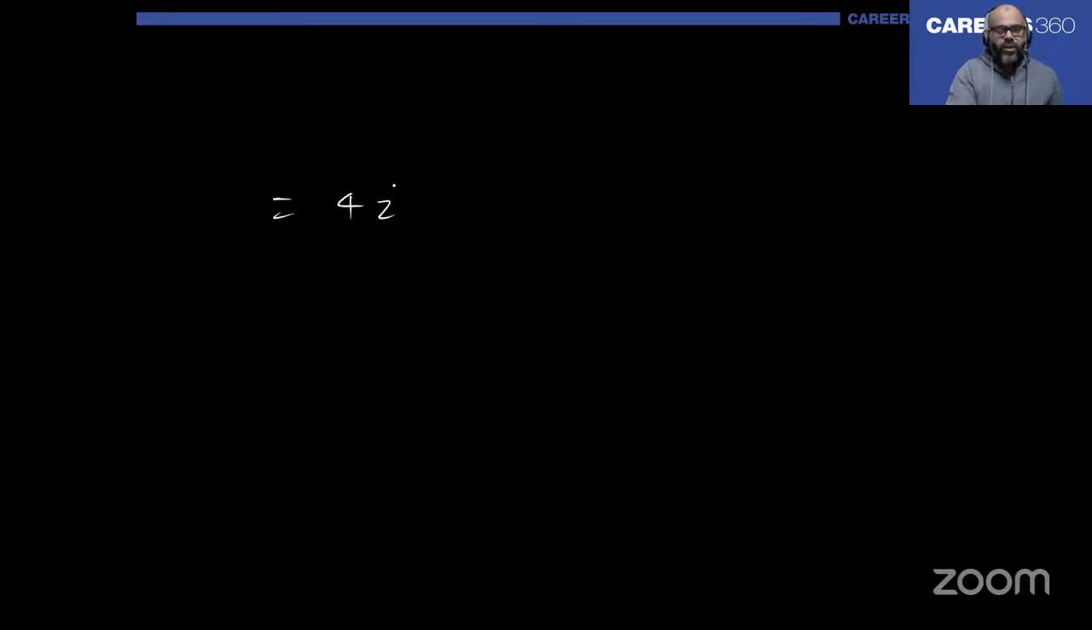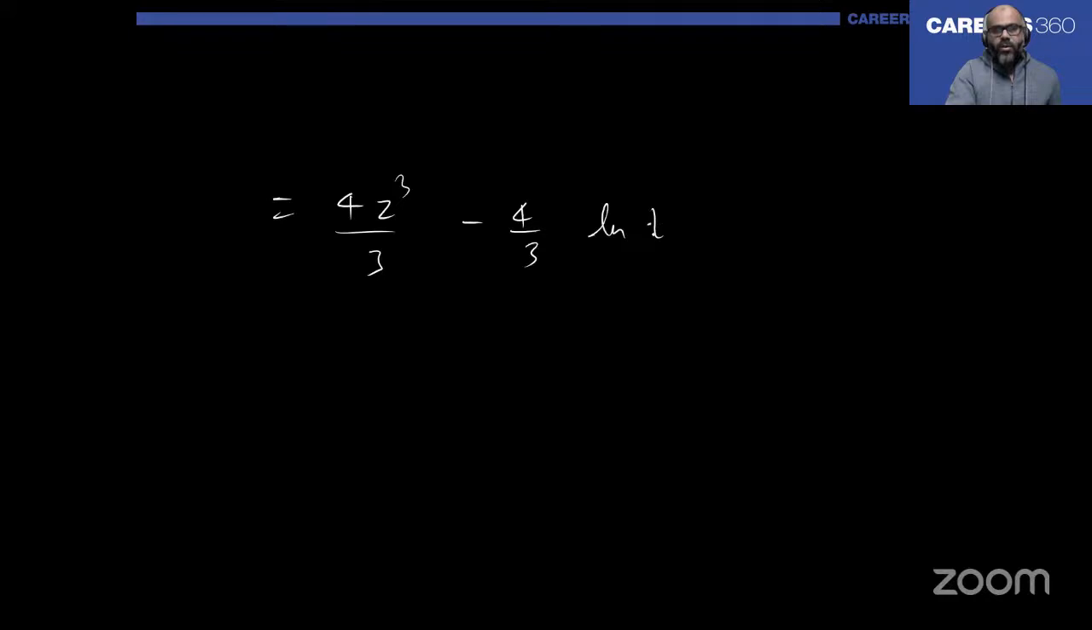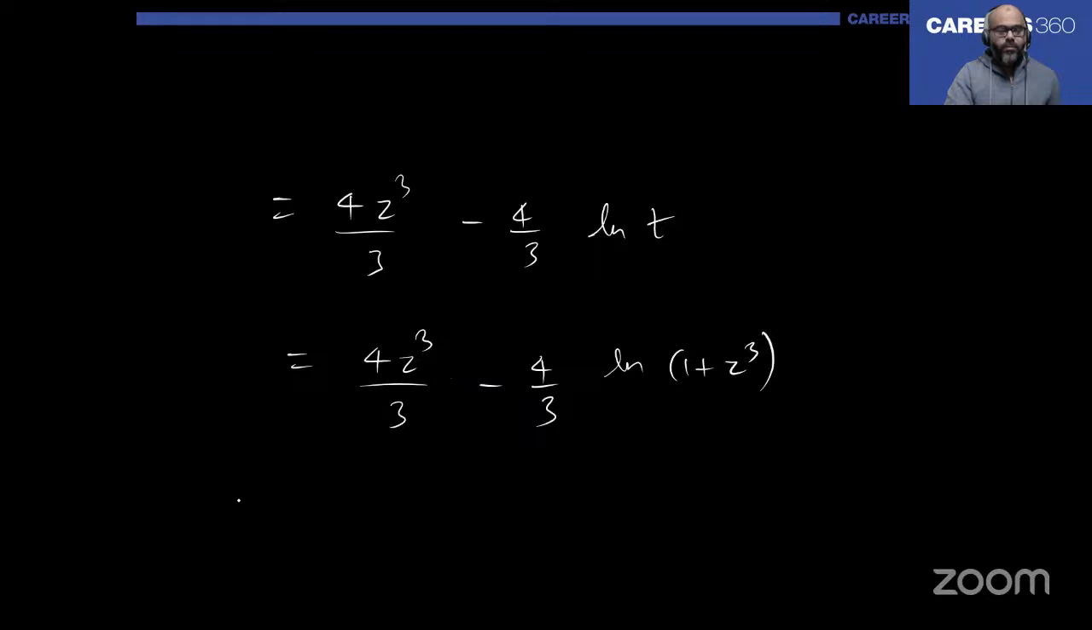So we write it like this. This is 4z cube by 3 minus 4 by 3 log of t. Now, what was t? t was 1 plus z cube. And what was z? z was x to the power 1 by 4. So this is 4 into 4 by 3, x to the power 1 by 4 means it is x to the power 3 by 4, minus 4 by 3 log of 1 plus x to the power 3 by 4.